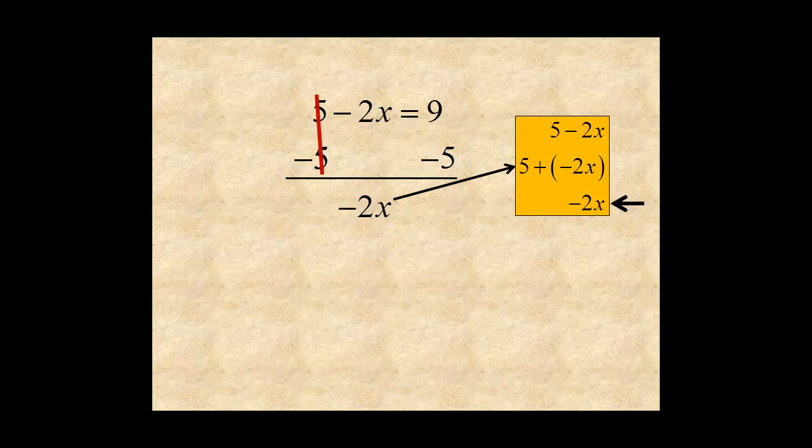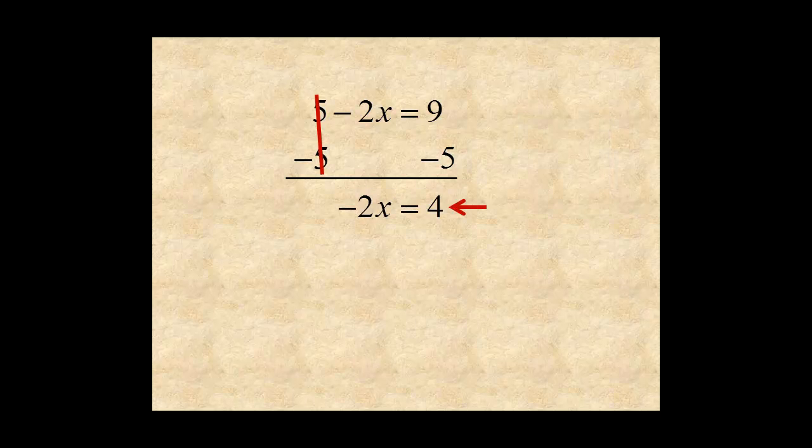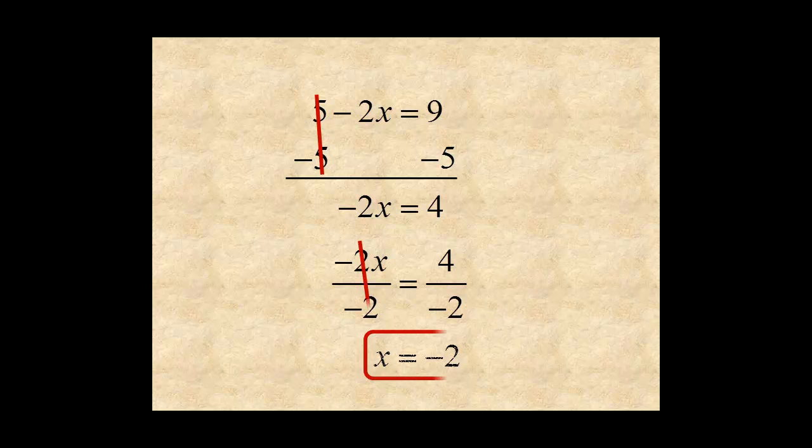Then on the right side of the equation, 9 minus 5 is 4. Then divide both sides by negative 2. For a solution, x equals negative 2.